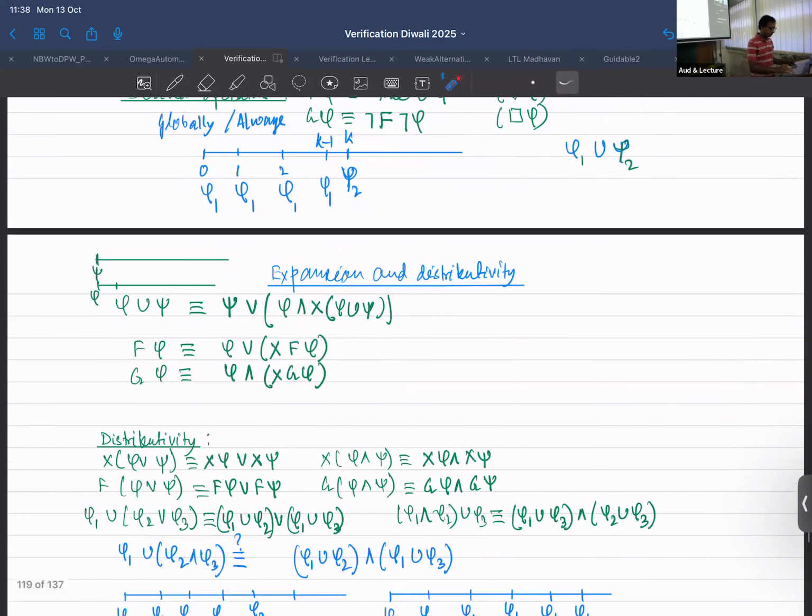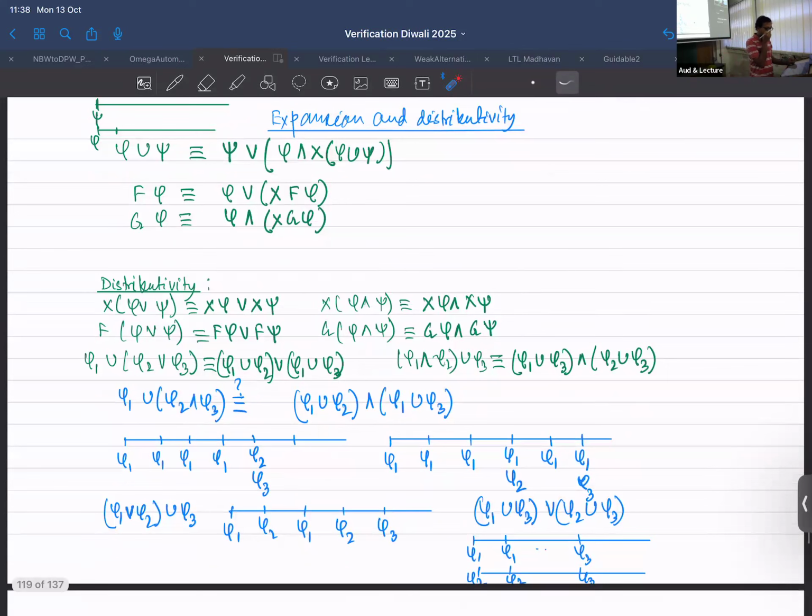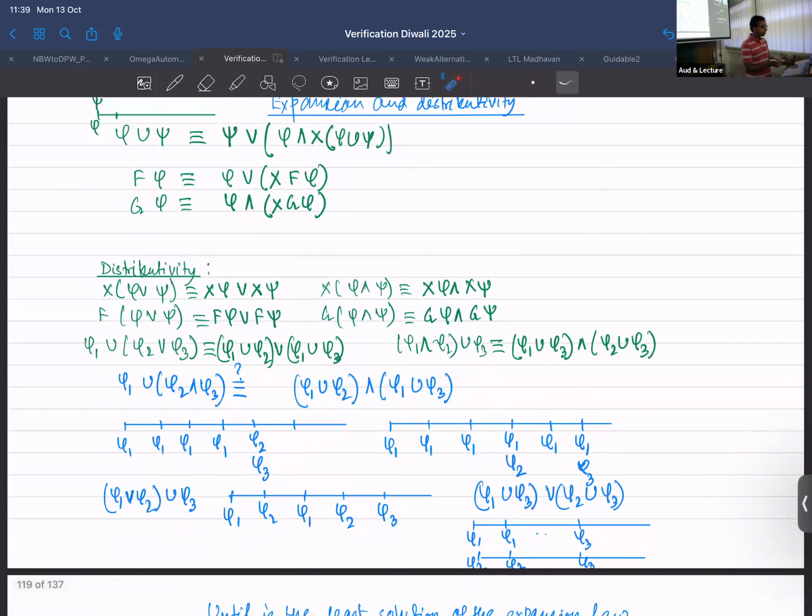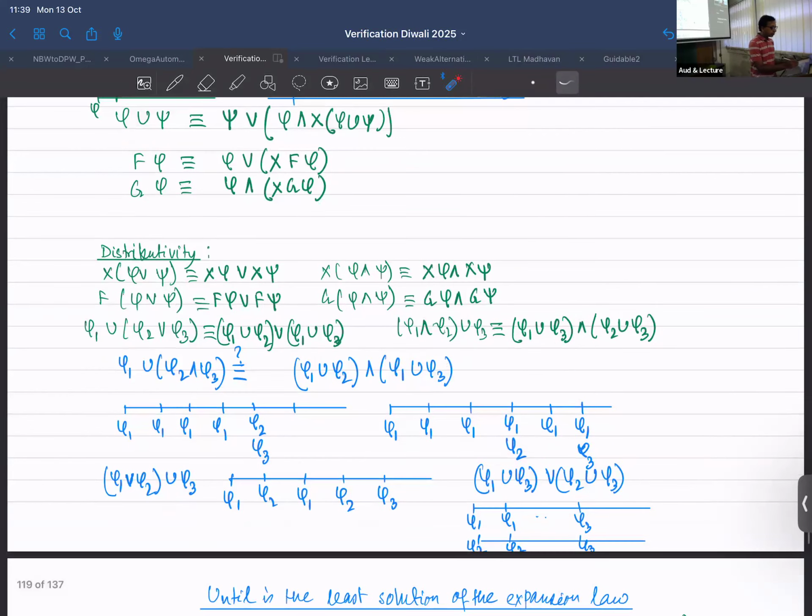So that's the idea. And then we also looked at the expansion and distributive laws, which is like if you say phi until psi, then either psi holds now or phi has to hold true, and in the next step, the same formula, that is phi until psi, has to hold true, right? So this is the thing. And similarly you can have it for eventuality and always.